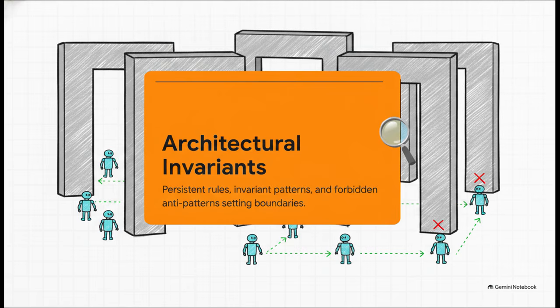We call these architectural invariants. Persistent architectural rules, invariant patterns, and explicitly forbidden anti-patterns established across your entire code base. Think of these as rigid physical walls. These thick walls literally block an AI agent from breaking your public APIs, altering protected directories, or messing up your overarching system design. You're basically building a physical maze that the agent has to navigate safely.